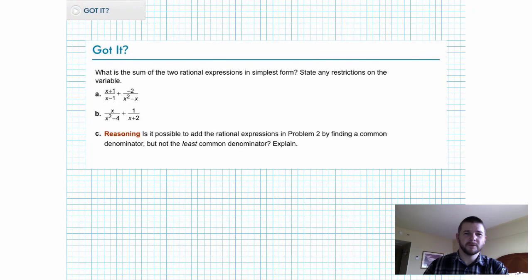So, do you got it? Or do you have it? Let's just do the got it problem. What is the sum of the two rational expressions in simplest form? State any restrictions on the variable. Part A. Part B. And Part C. Please respond to Part C using complete sentences. And do not forget to explain.